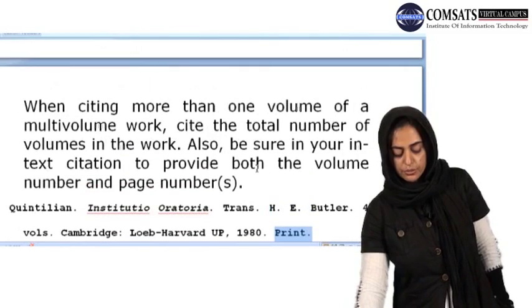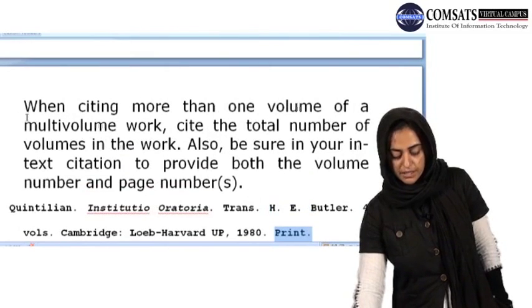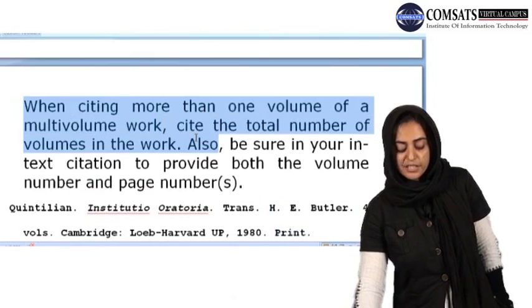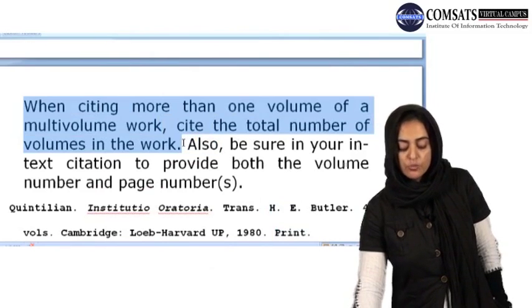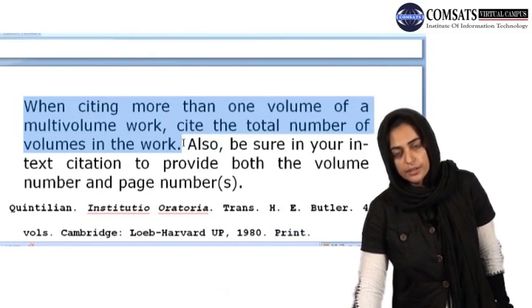Here, dear students, in front of you, let me read it out for you to make it a bit clearer. When citing more than one volume of a multi-volume work, cite the total number of volumes in the work.